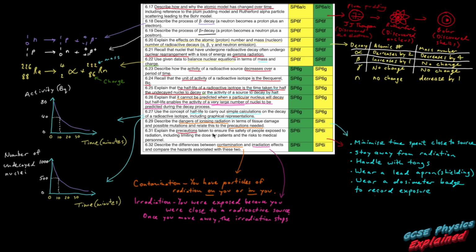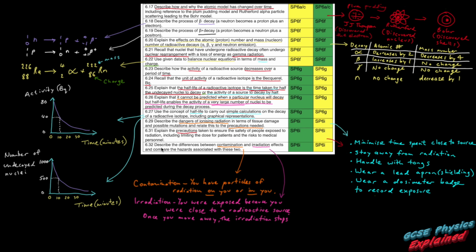So they are all good ways of decreasing your exposure. Explain the precautions taken to ensure the safety of people exposed to radiation, including limiting the dose for patients and the risk to medical personnel. Well, I've just been over those precautions, so it's the same again.